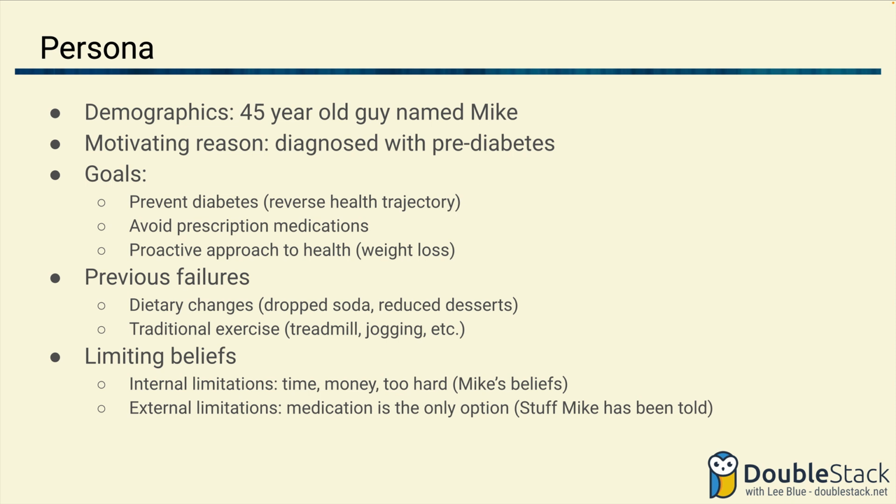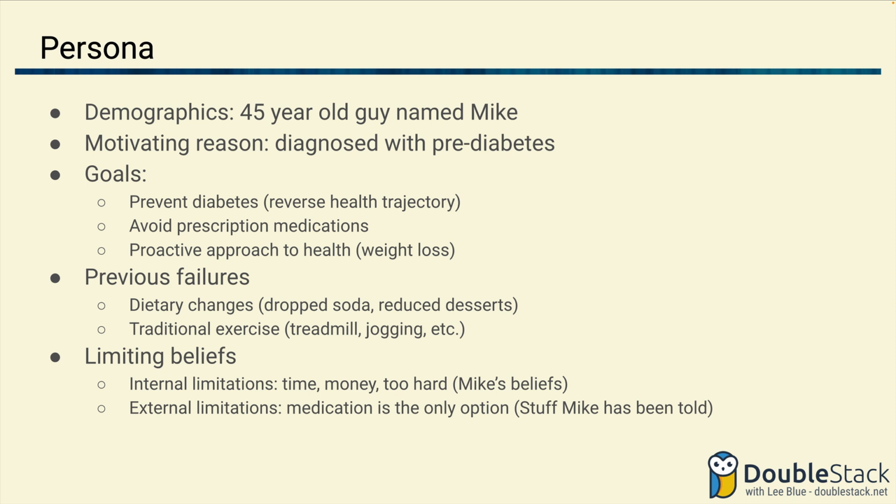He wants to take a proactive approach to his health, maybe weight loss, but weight loss would be a secondary thing. The main thing is, let's say maybe he went and got an annual physical, and his blood results came back in such a way that he's a little bit concerned about controlling his blood sugar. And maybe he's tried some stuff in the past. Maybe he's had some previous failures.